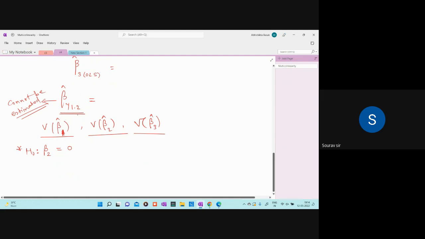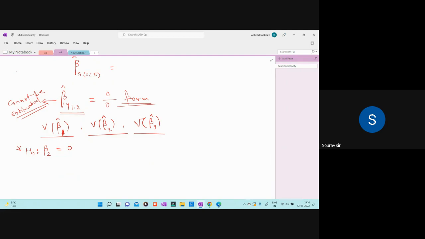But for near exact multicollinearity, this kind of situation of this 0 by 0 form does not arise. So we will restrict ourselves only to exact multicollinearity. Is it clear? Is it okay, or shall I repeat anything?